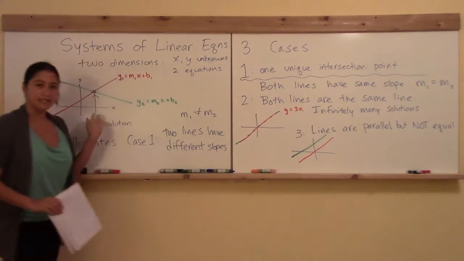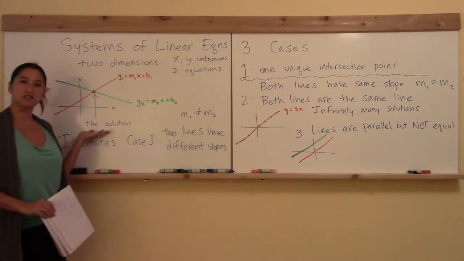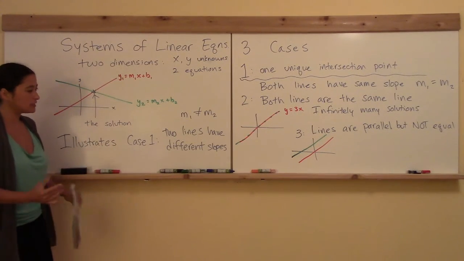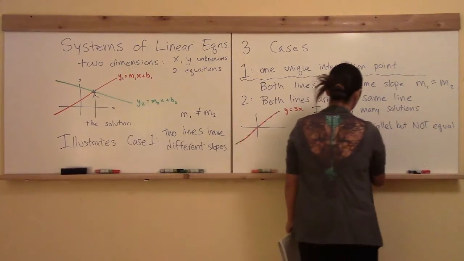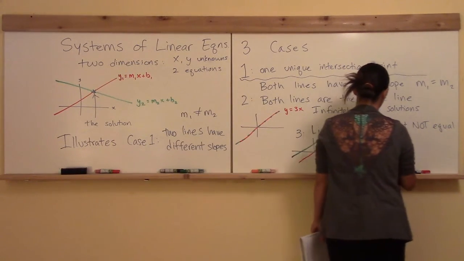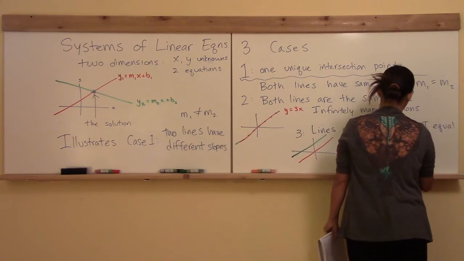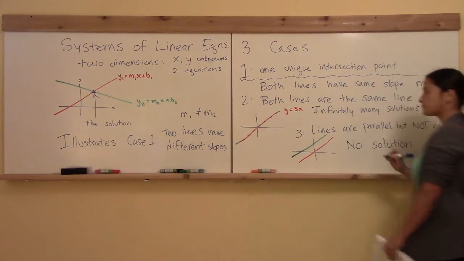So keeping in mind again that the solution is given by the intersection point, you can see that here, case number 3, there are no solutions at all. This is the only way in 2 dimensions with 2 lines that you're going to get absolutely no solution.